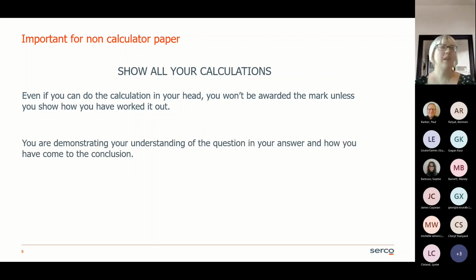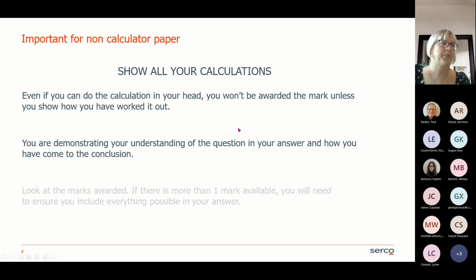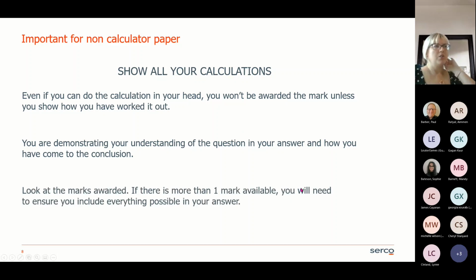The reason behind that is that you're demonstrating your understanding of the question in your answer, and how you have come to the conclusion. So the reason why in the last slide I showed you the process of how you actually found out that it was 15 to 5 is because if you just wrote the answer 15 to 5, you would only get 1 mark. You need to show your workings out as well of how you got to that answer. And not everyone knows how to do that. Just a little tip there.